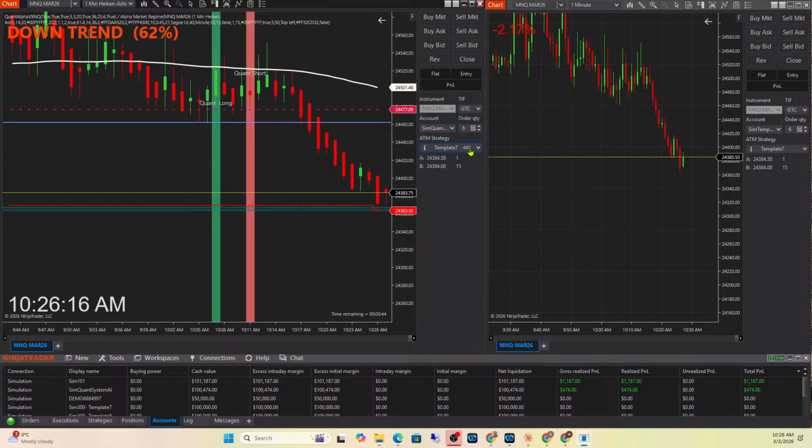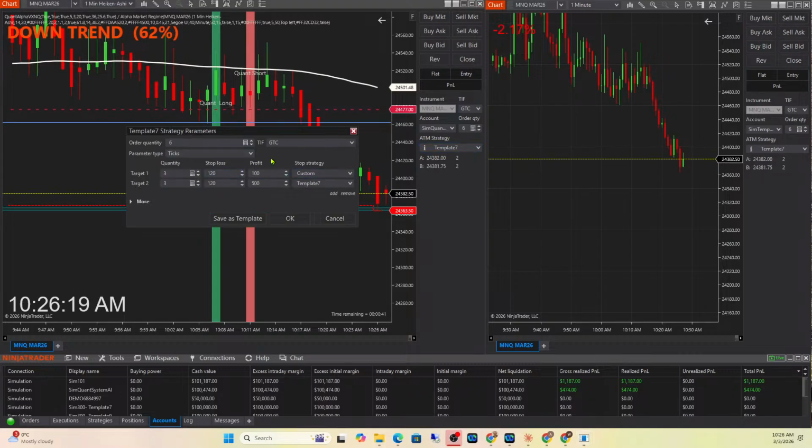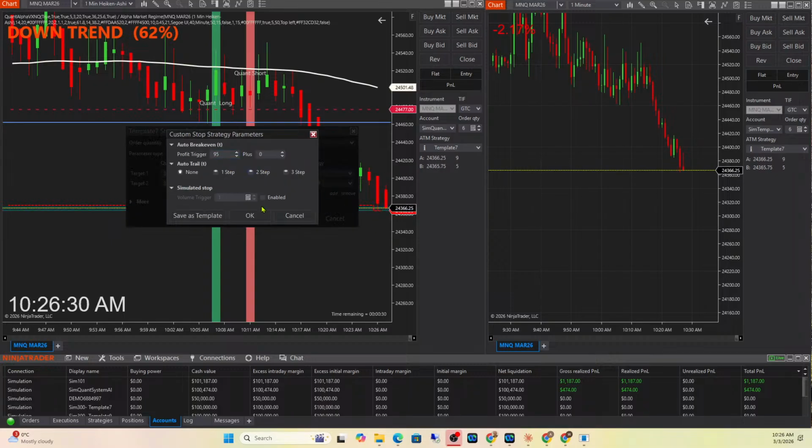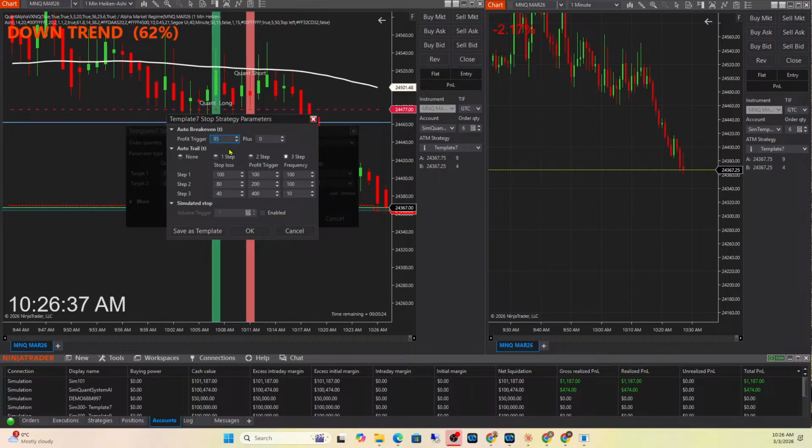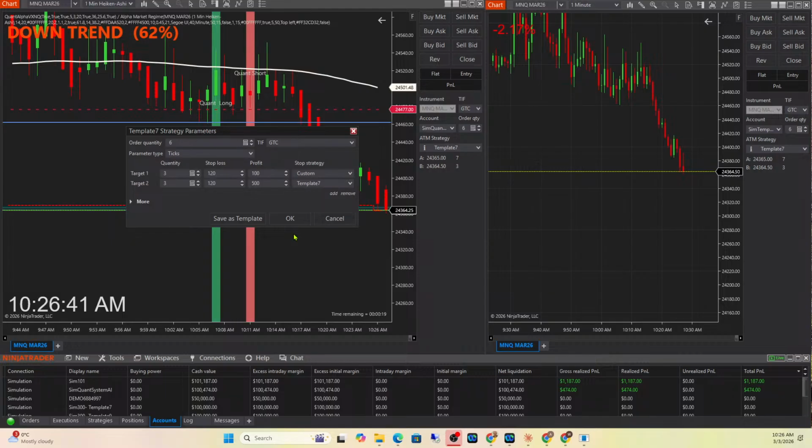The template I'm using is template 7, which is 120 ticks stop loss for 3 and 3. You can take a screenshot if you want. 100 ticks profit for the first half with 95 ticks profit, break even. And then the second half 500 ticks profit, also 95 ticks break even. The reason I add break even is because if the market goes 95 ticks, which is 5 ticks before the target, I don't want the market to go against me and hit my stop loss.